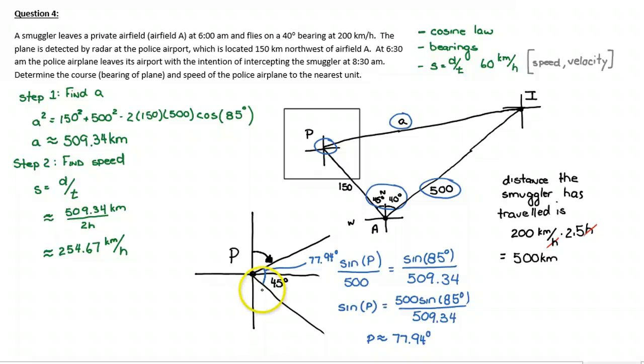So now if I want to find the bearing, I can use a little bit of common sense here. So I could say, well, this is 45 degrees here. That's pretty easy to figure out. So I can say the bearing is 180 minus 45 minus 77.94. So the bearing is equal to 180 degrees minus 77.94 minus 45 degrees. So the bearing is approximately equal to 57.06 degrees.